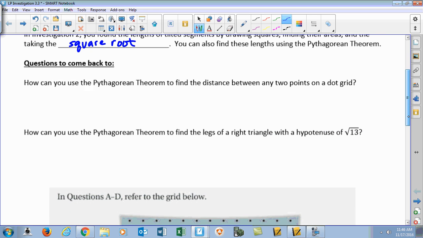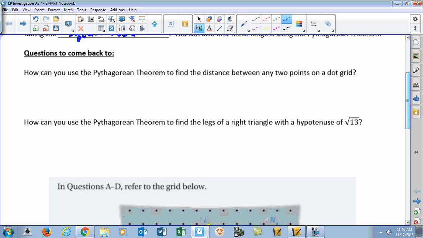So 2 questions that we're going to come back to at the very end. The first one is, how can you use the Pythagorean Theorem to find the distance between any 2 points on a dot grid? And then, how can you use the Pythagorean Theorem to find the legs of a right triangle with a hypotenuse of square root of 13? So we're going to be able to answer those 2 questions at the end. We're going to come back to that.